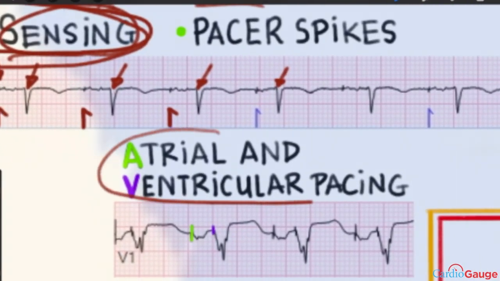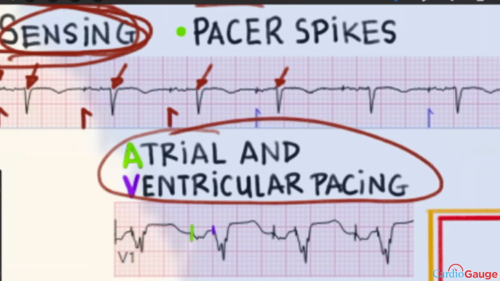And lastly, here is atrial and ventricular pacing. So there's a pacemaker spike here, atria go, there's a ventricular spike, and then the ventricle depolarizes, and that continues. Spike, P wave, ventricular pacer spike, QRS, etc. So that's an example of atrial and ventricular pacing.